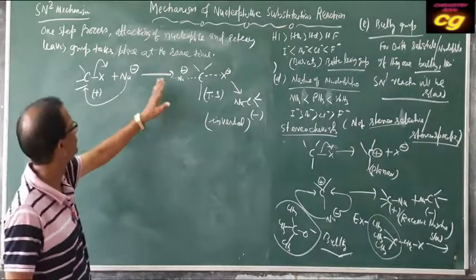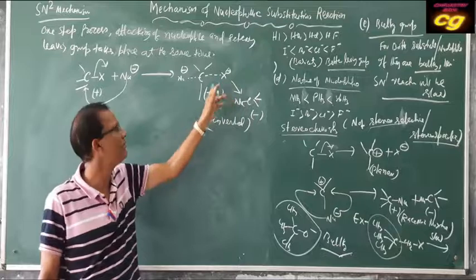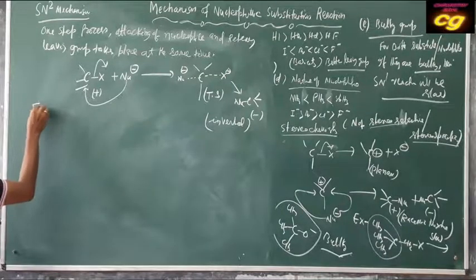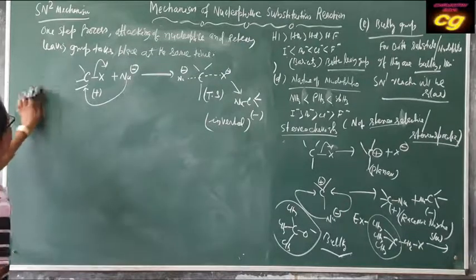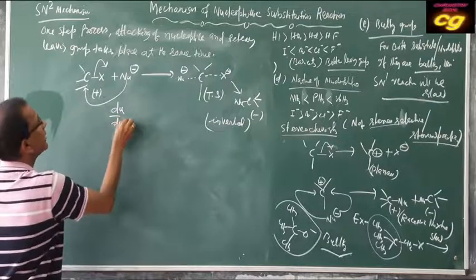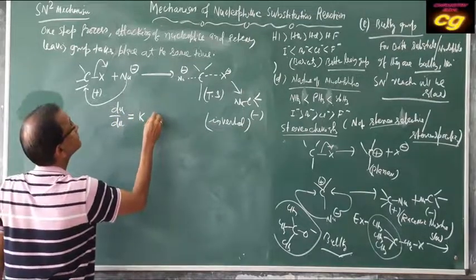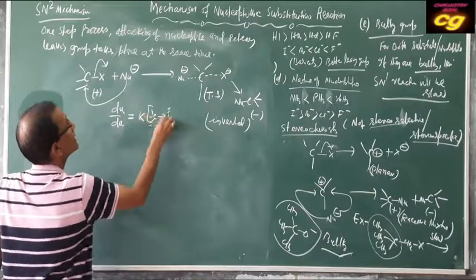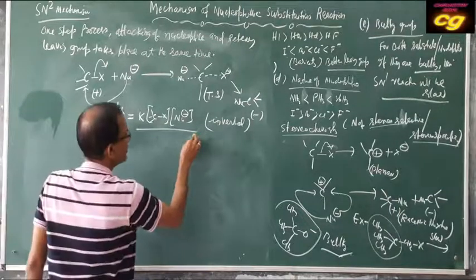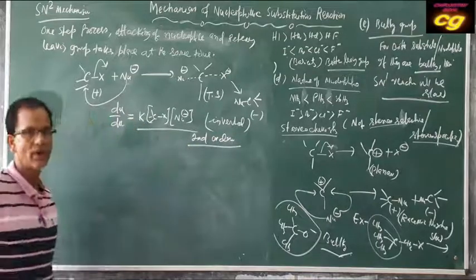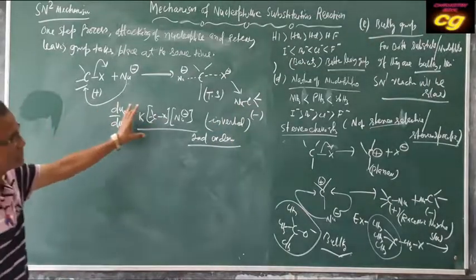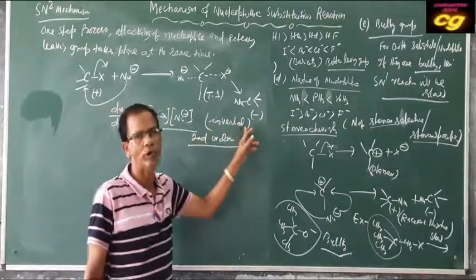So this is the mechanism: attacking and releasing of the leaving group occur at the same time in the transition state. Then for the kinetics expression, as both attacking and releasing are taking place, the rate is dx by dt equals k times the substrate and the nucleophile, both. So it is second order. That's why SN2 is a second order reaction, but SN1 is first order. This is the kinetics. And the stereochemistry result is always an inverted product.